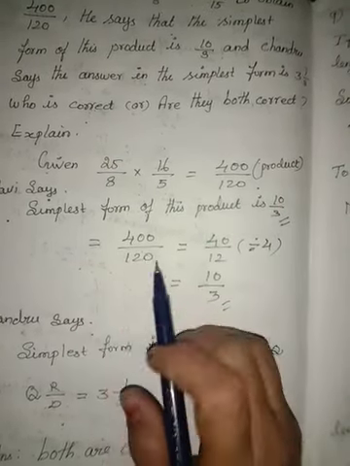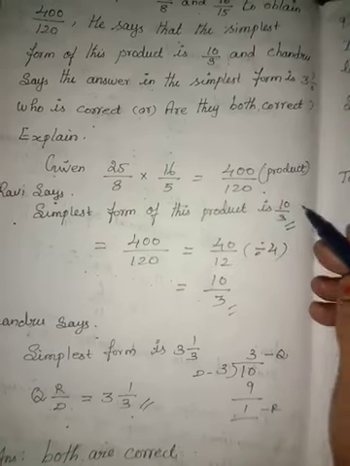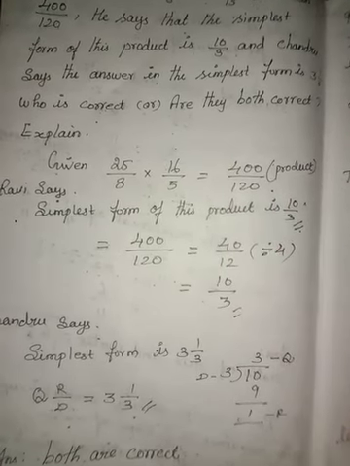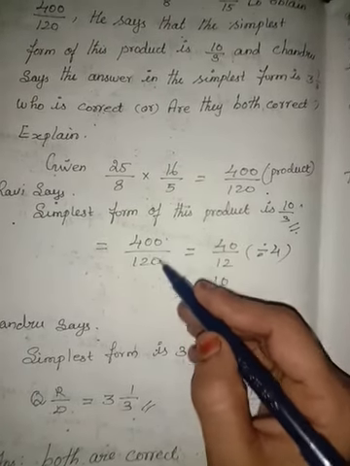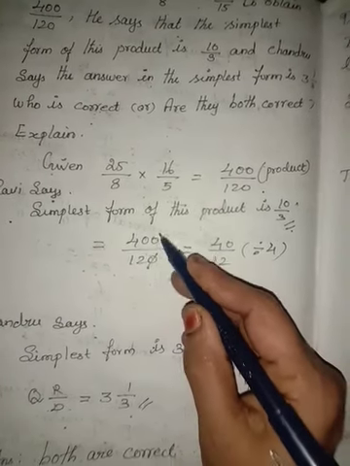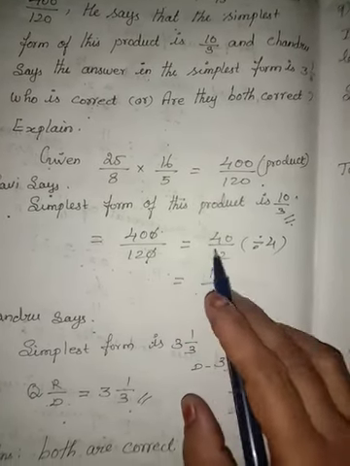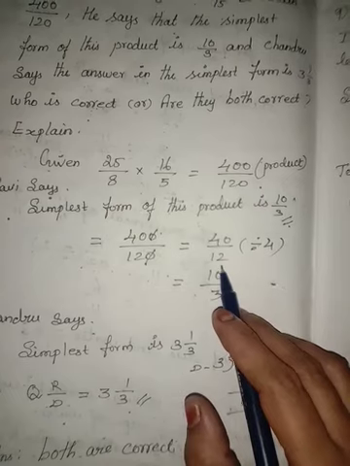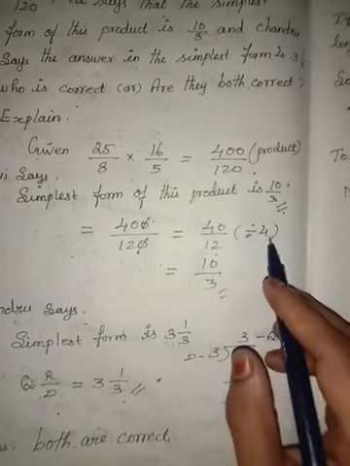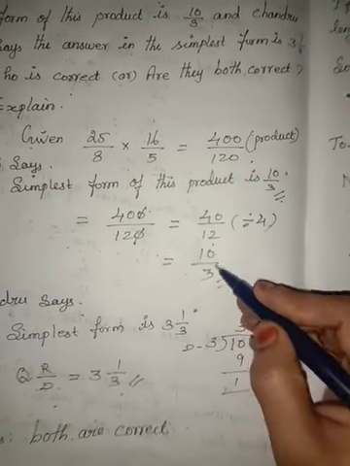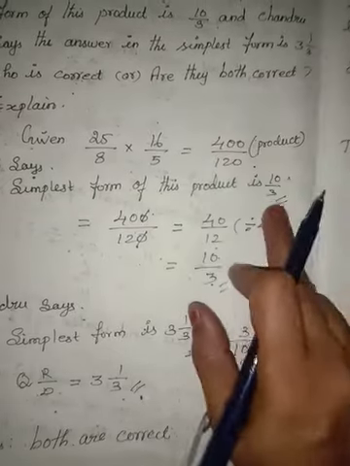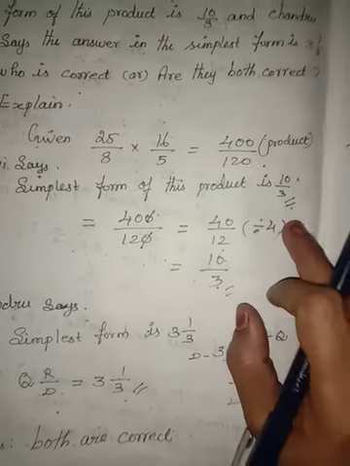Ravi says the simplest form of this product is 10 by 3. Now we can verify that. For 400 by 120, we can simplify the numerator and denominator. We get 40 by 12. It can be reduced by 4, so that makes 10 by 3. Ravi's answer, 10 by 3, is correct.